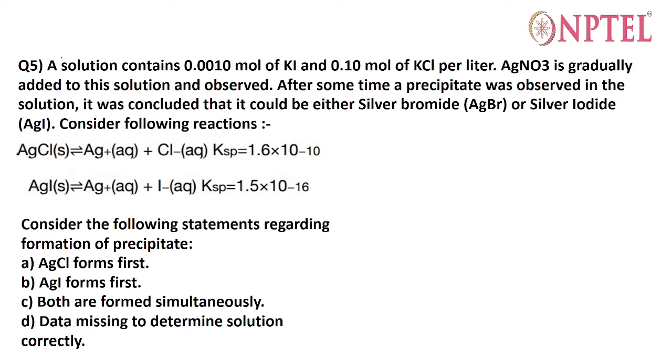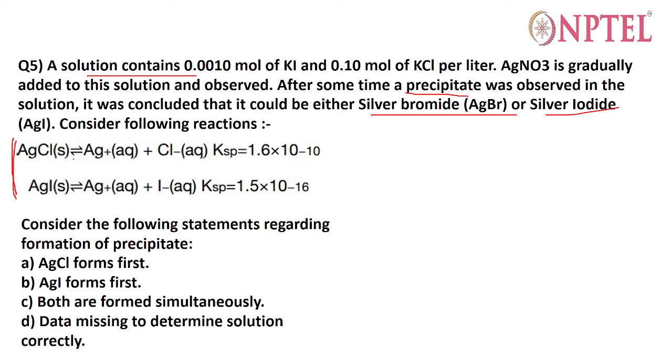Next question is a similar kind of question. A solution contains 0.0010 mole of KI and 0.10 mole of KCl per liter, right? Then AgNO3 is gradually added to the solution. After some time, a precipitate was observed in the solution. Then it was concluded that it could be either silver chloride, AgCl, or silver iodide, right? And these are the following reactions.